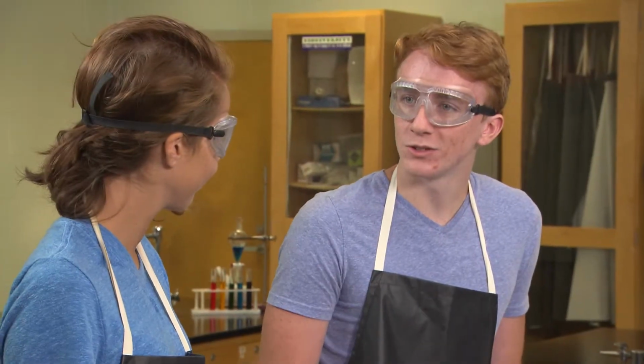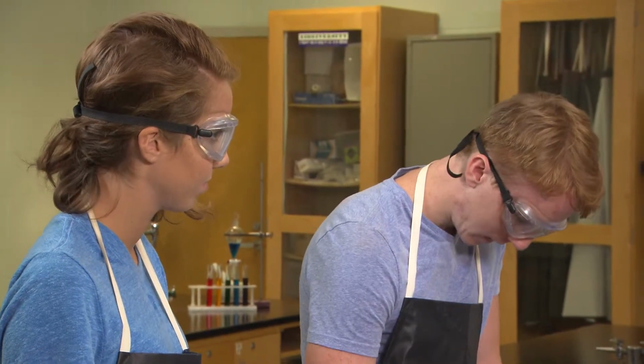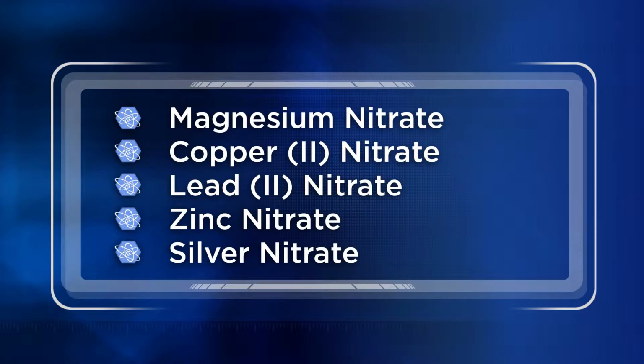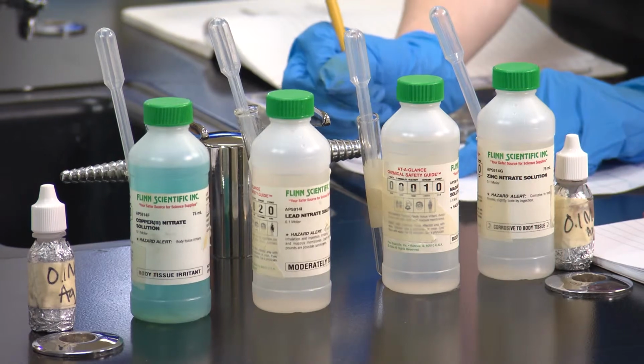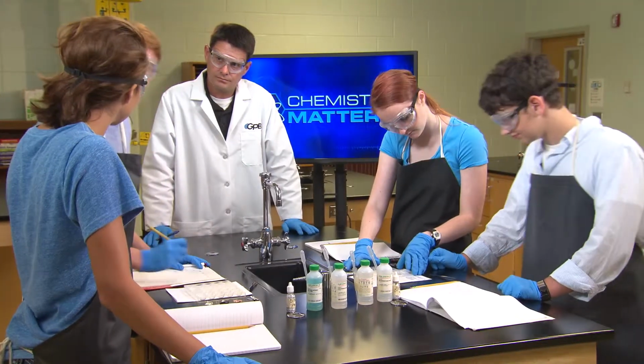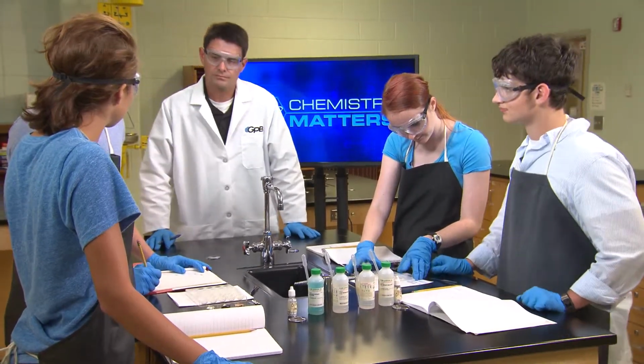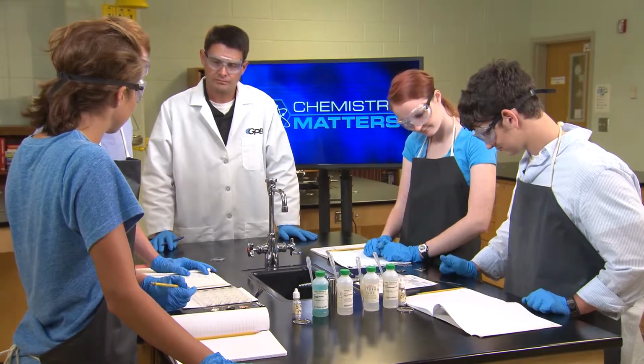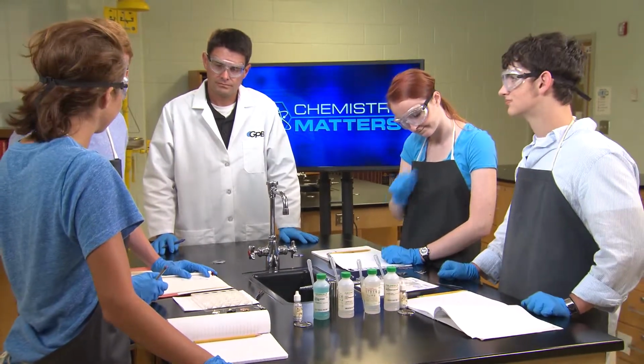Now I'll write the solutions across the top. What are they? Magnesium nitrate, copper 2 nitrate, lead 2 nitrate, zinc nitrate, and silver nitrate. We have silver nitrate, but no silver. For all the other solutions, we have the metals too. I wonder why we don't have any silver.